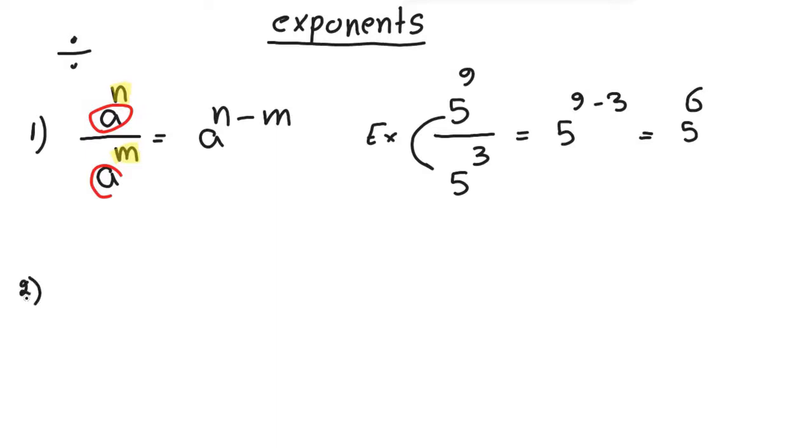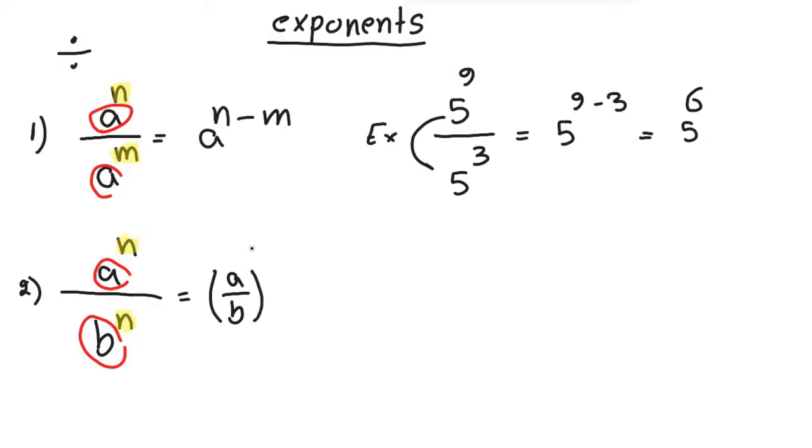The second one is if the bases are different and the exponents are the same, like a to the power of n divided by b to the power of n. Here the bases are different, we have different numbers, but the powers are the same, this one is n and this one is n. We say a over b, a divided by b, and we take one power, n.